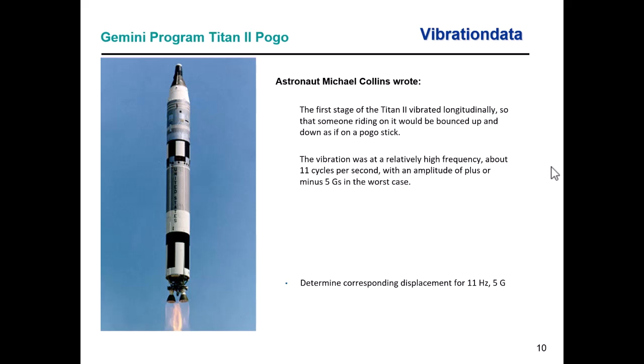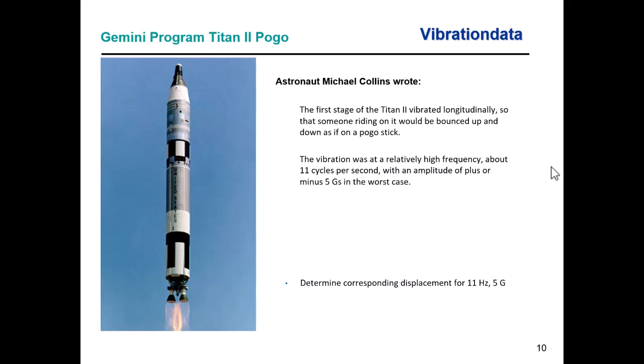So 11 cycles per second, we would call that 11 hertz, but it's all the same thing. And he's very clear on what the amplitude is. So we would say that the 0 to peak then is 5Gs. He said plus and minus 5G, and that means the same as 0 to peak 5G, assuming a zero mean. So what are the consequences of this Pogo oscillation?